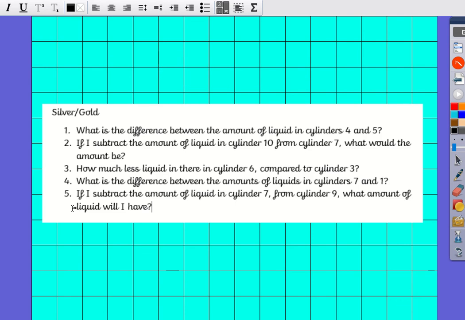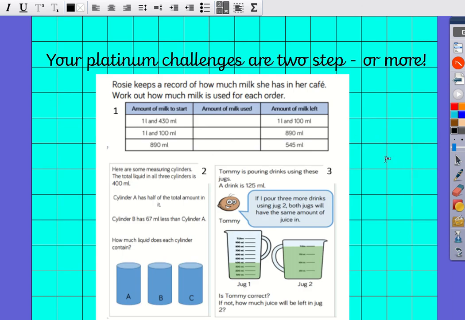Okay, my lovelies, there are your silver and gold questions. See how you get on. There are 5 to go on, and let's see. I look forward to seeing your work later. If you manage to work your way through all of those, well done you in our hour for maths. And if you move on, you are then moving on to subtraction questions that involve 2 steps or more. So you've got some problem solving to do there, because if you're moving on to platinum, you're starting to look at year 4 standards, so well done you.